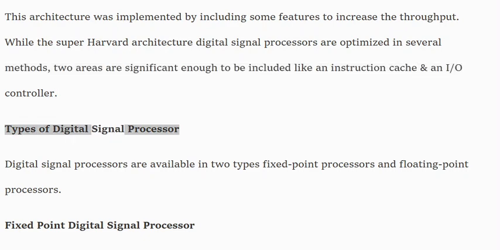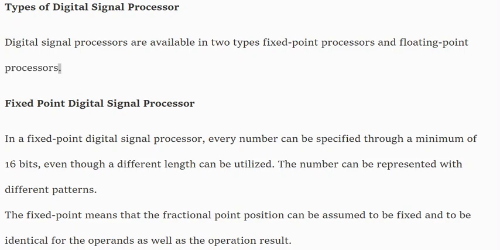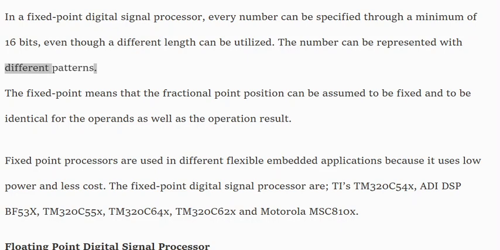Types of digital signal processor. Digital signal processors are available in two types: fixed-point processors and floating-point processors. Fixed-point digital signal processor. In a fixed-point digital signal processor, every number can be specified through a minimum of 16 bits, even though a different length can be utilized. The number can be represented with different patterns. Fixed point means that the fractional point position can be assumed to be fixed and identical for the operands as well as the operation result.